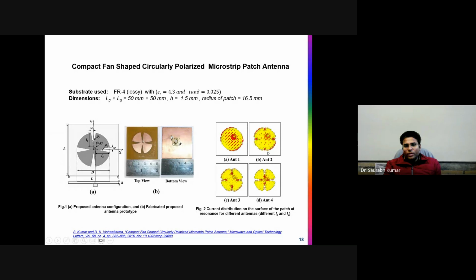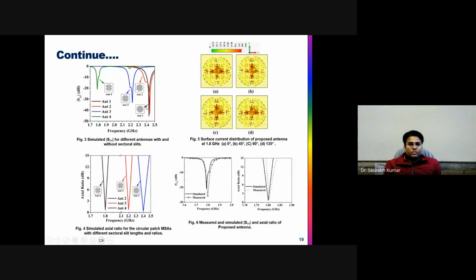So then the current is taking the different path around the slots. So as you increase the slot size, you will have a shift in the resonance. You can see from this picture.